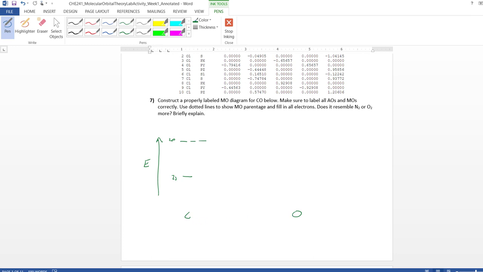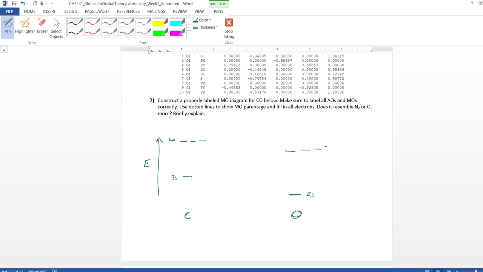Carbon and oxygen are not the same element. So they'll have a different number of valence electrons, but also, just as important, they will have different energy levels. That's because as you go across the periodic table, you get a higher effective nuclear charge. Oxygen has a higher effective nuclear charge than carbon, so its electrons are held more tightly, and that means they're going to be lower in energy. Its 2s orbitals are lower in energy because it would take more energy to pull an electron out of oxygen than it would for carbon. And then the 2p are going to be lower as well.